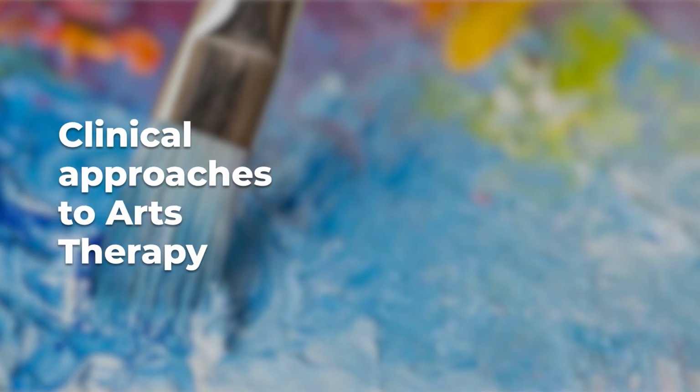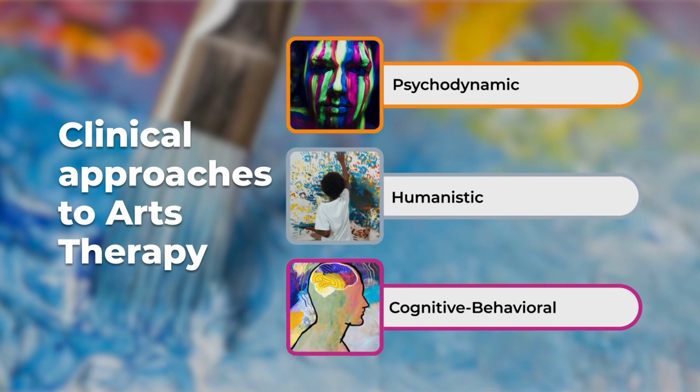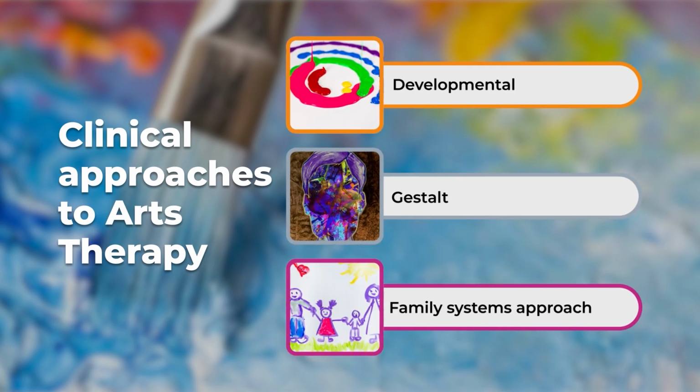Now let's discuss the clinical approaches and methods utilized in the practice of art therapy. There are a few clinical approaches to art therapy. Like counseling and psychotherapy, art therapy also uses a range of theoretical models like psychodynamic, behavioral, cognitive, humanistic, developmental, gestalt, family system approach, etc. Most art therapists use a combination of these models or theories in their work. That is, they are eclectic in their approach.